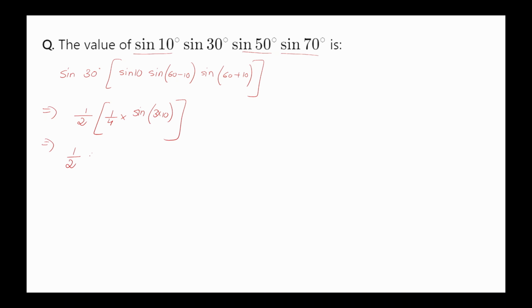So 1 by 2 into 1 by 4 into sine 30, which is again 1 by 2. So we would have our answer as 1 by 16. So this becomes our answer. So this is how you must identify what type of formula is to be used in specific questions and then solve your answer.